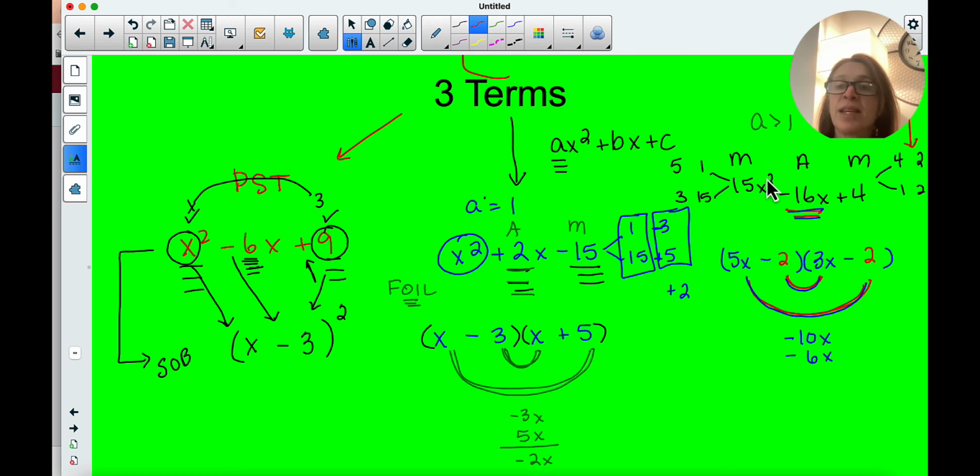Another hint: if this is negative and this is positive, there's only one way that things can multiply to a positive and add to a negative. They both have to be negative. Okay, that's the 3 terms. Now we got to move on to 4 terms.